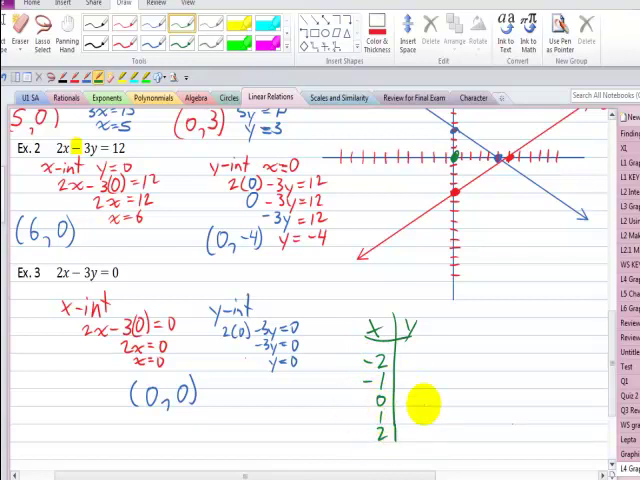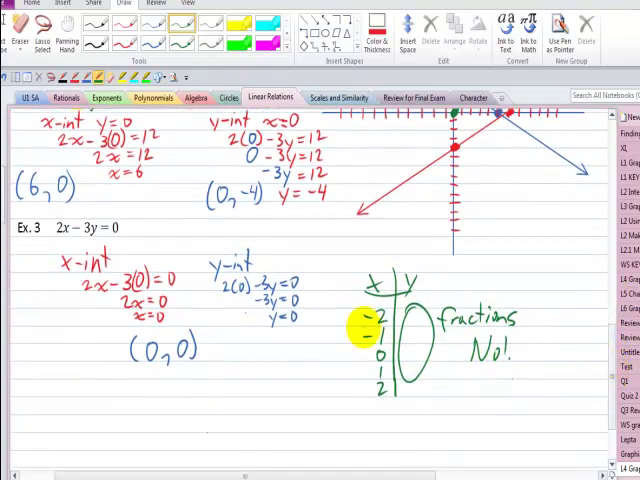Now, if you do the math, you're going to get what kind of answers? Do you want fractions? No. So you're going to have special numbers for x, aren't you? Do you know what those special numbers are? Don't say decimals. It's like swearing. Exactly. So, 2x minus 3y equals 0.